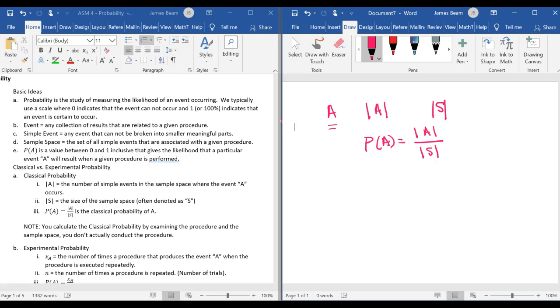So here, you don't actually have to run the procedure. You have to examine the procedure and say, okay, these are all the possible outcomes of this procedure, and in this many of the outcomes, A has occurred. Okay, so this is classical.